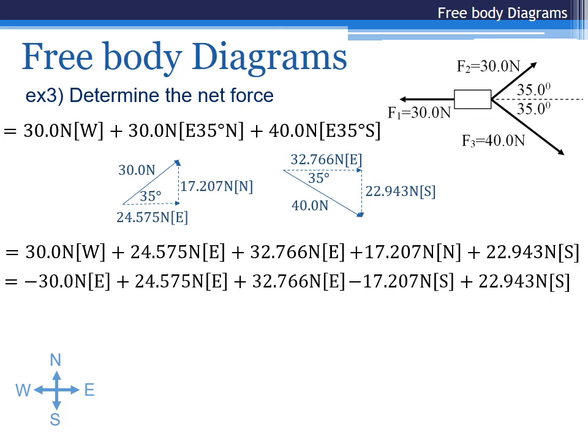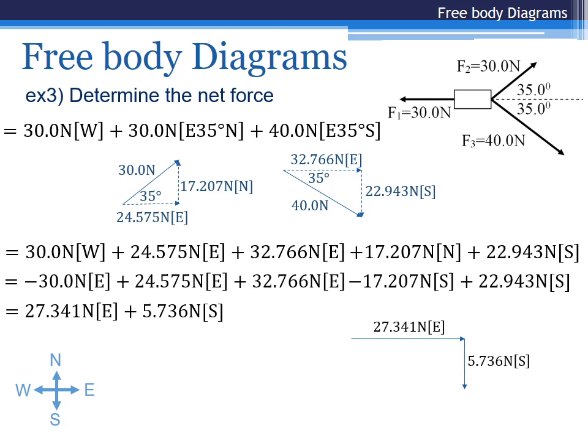Now I'll add the east vectors together, and that gives me 27.341 newtons east, and I add the souths together, so 22.943 subtract 17.207 gives me 5.736 newtons south. Now that I have just two vectors left, I'm going to find out what that resultant vector is by drawing that triangle. So first I'm going to go east, 27.341 newtons, and then I'll go south, 5.736 newtons. I'll draw my resultant vector.